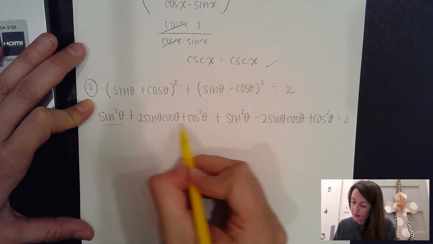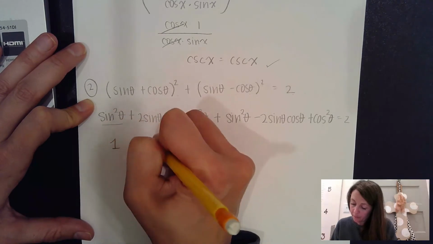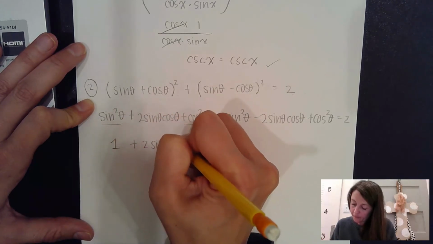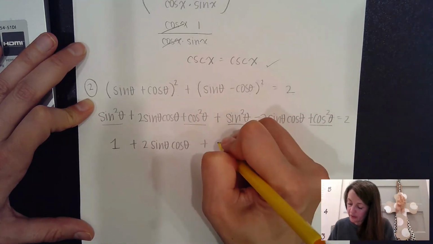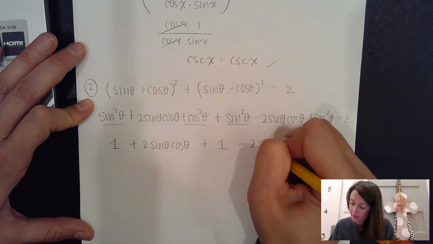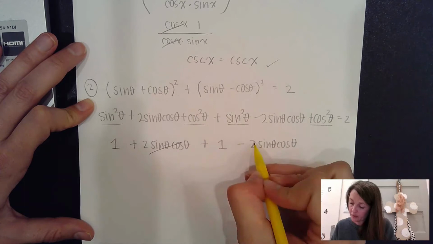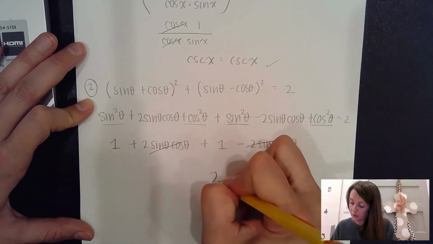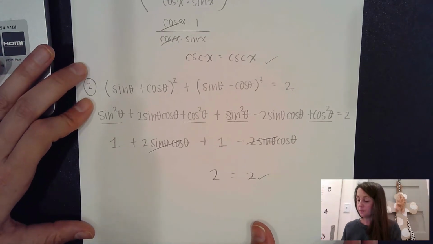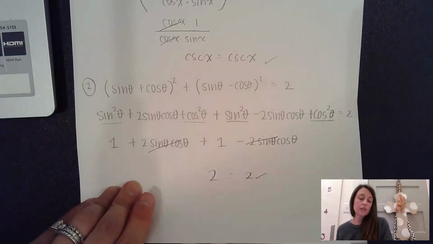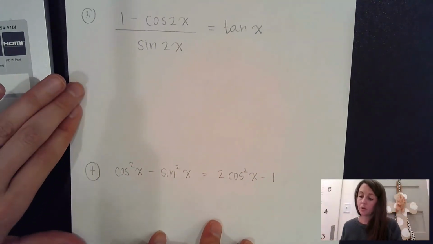Sine squared plus cosine squared is going to turn into a 1. Sine squared plus cosine squared is going to turn into a 1. And then what happens here? Those go away, so I'll be left with 1 plus 1, which is a 2. So verifying identities, remember we take more complicated to less complicated.